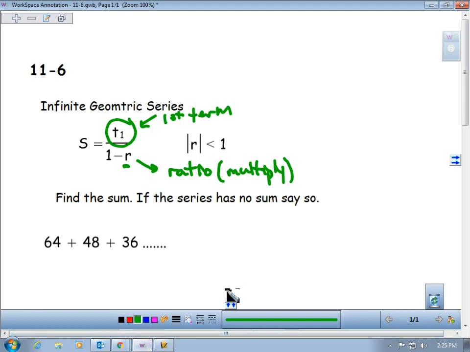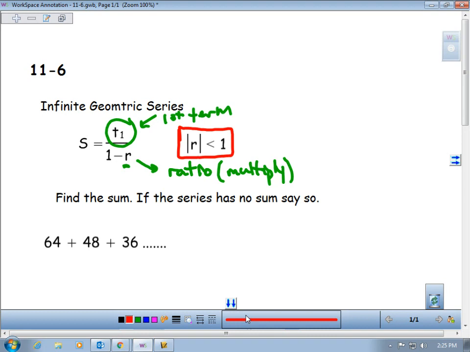Now, here is the qualification that may make it a little bit more sense. Guys, we can only do this if your r is less than 1. And it's got to be the absolute value of r less than 1. What does that basically mean r has to be? 1? Zero? It can't be 1. Zero.